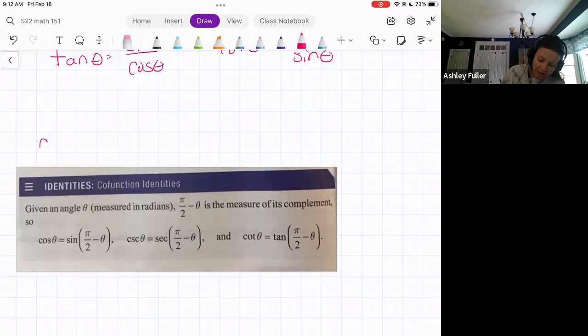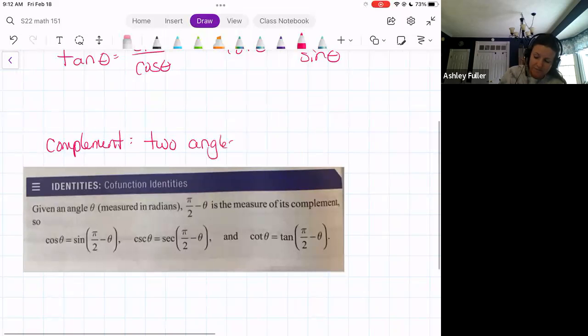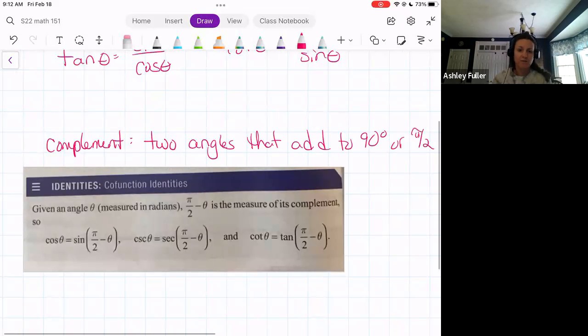First of all, you need to know what a complement is. The complement of an angle, you may remember from geometry, is the idea of two angles that add to 90 degrees, or in our case, if we're dealing with radians, pi over 2.